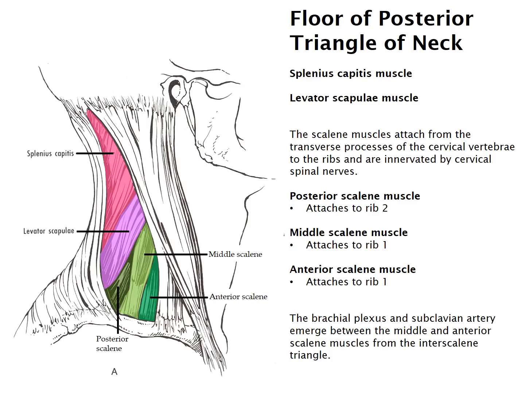The floor of the posterior triangle is considered to be the prevertebral fascia, which encloses the underlying muscles. The muscles include the splenius capitis muscle, shown here in pink in the upper reaches of the triangle, the levator scapulae muscle, shown here in purple, along with the three scalene muscles, which are shown in various shades of green.